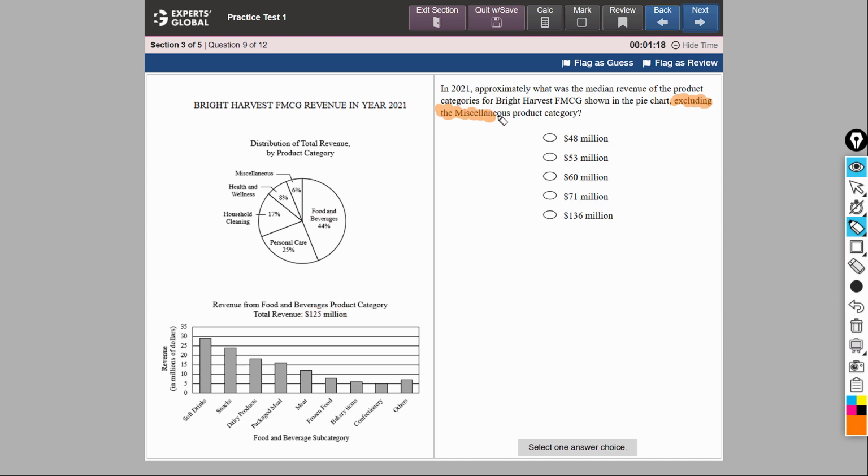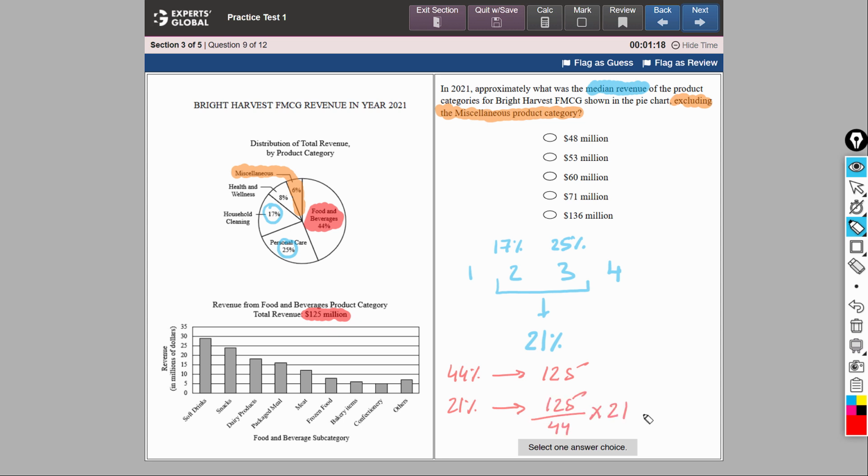Excluding the miscellaneous product category, the question says, therefore, this category must be overlooked. Now looking at the other 4 categories, the question seeks the median revenue from these 4. When there are 4 entities, the median is the average of the middle 2 entities. In this case, the middle 2 entities are 17% and 25%. Their average is 21%. Now we know that 44% represents $125 million. Therefore, 21% would represent these many million dollars. The value is approximately 60 million.